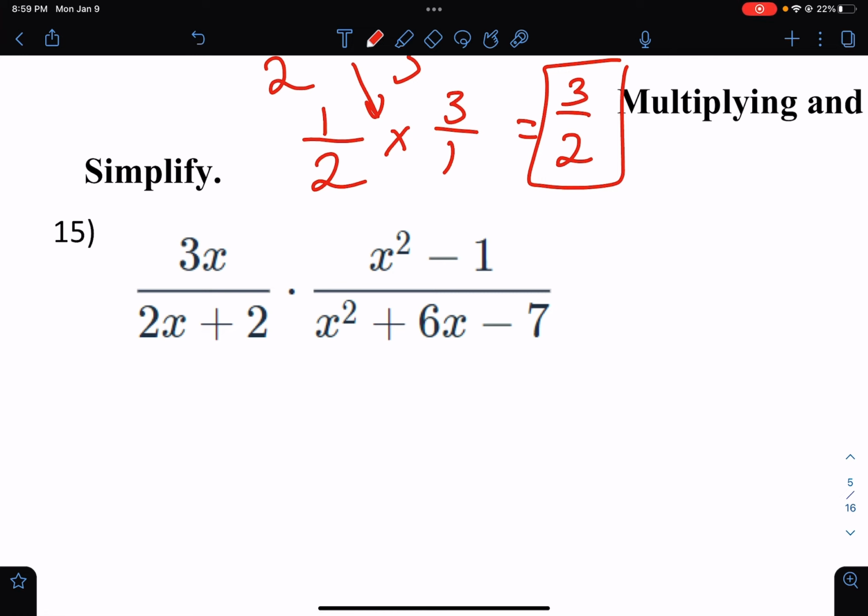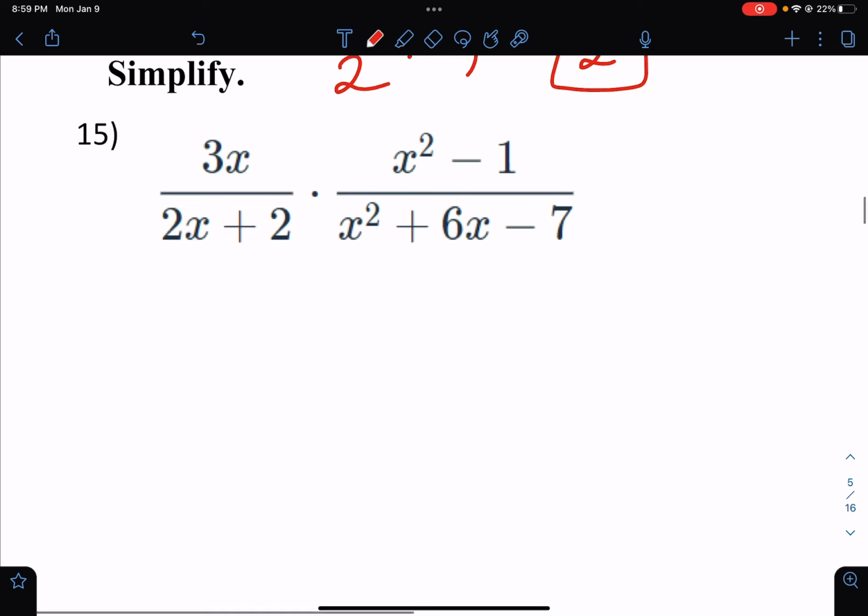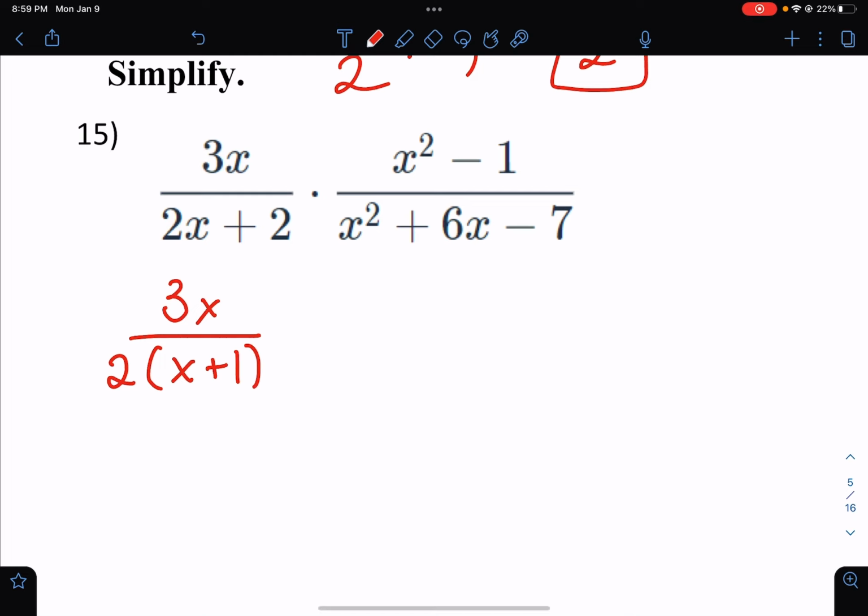All right. So now what we have to do here is we're essentially just going to go ahead and factor the heck out of everything here. So I've got a 3. I can't do anything with a 3x. Then on the bottom here, I can take a GCF of 2 out. I can take a 2 out of 2x and a 2 out of 2. When I do 2x divided by 2, I get x. When I do 2 divided by 2, I get 1.